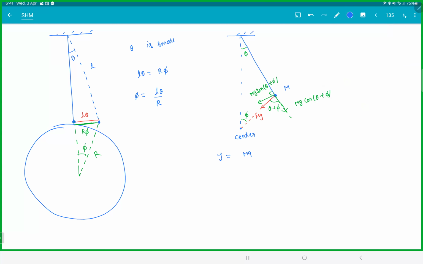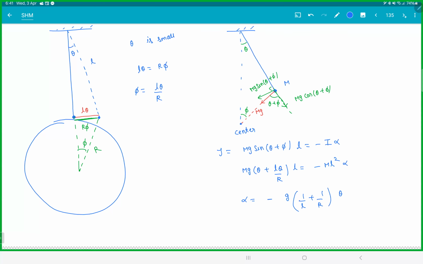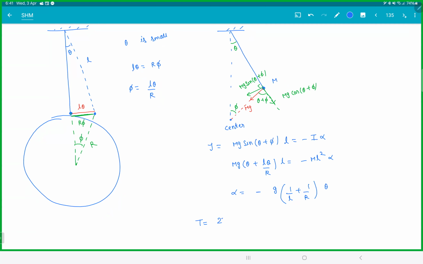Torque will be mg sin(theta plus phi) into L is equal to minus I alpha. For small angles, this will become theta plus phi. Phi is again L theta by R, into L. I is ml square. So we get alpha is equal to minus g (1 by L plus 1 by R) into theta. That's your omega square. Therefore, the time period is 2 pi root over 1 by g into (1 by L plus 1 by R). Check out the proof.